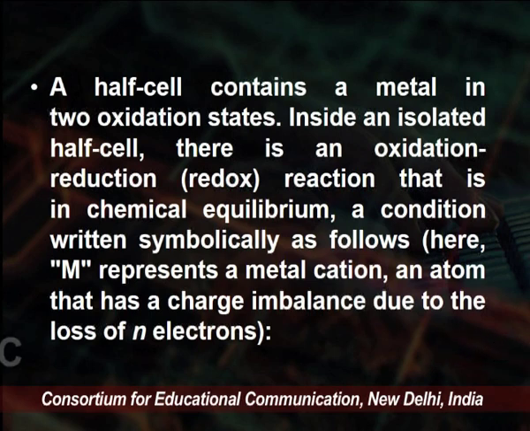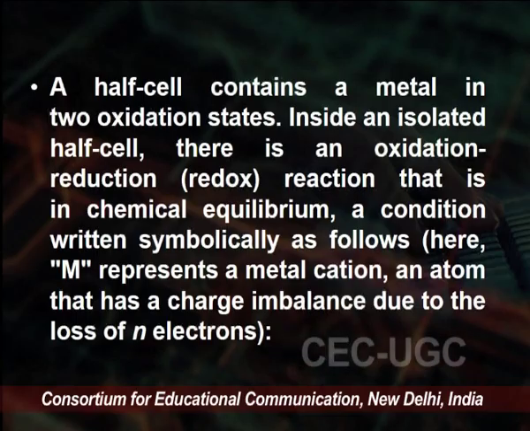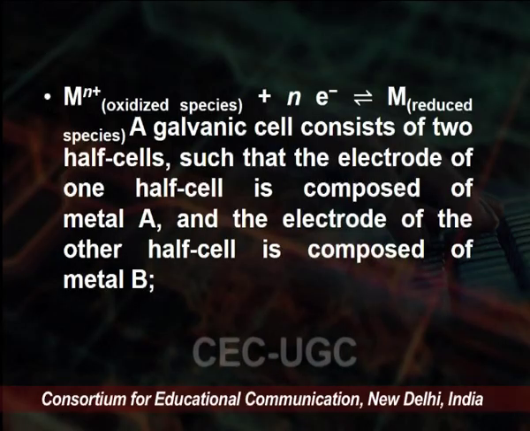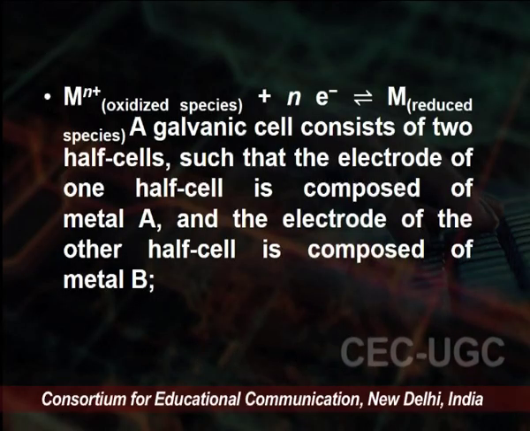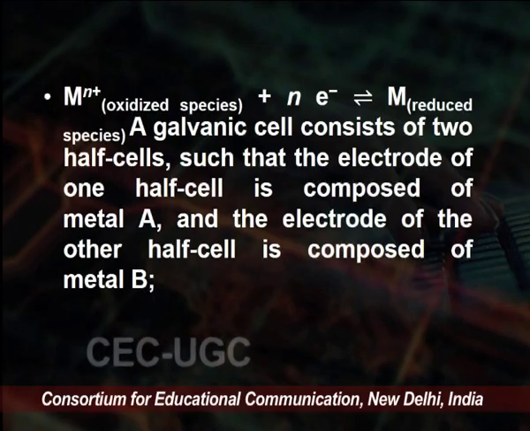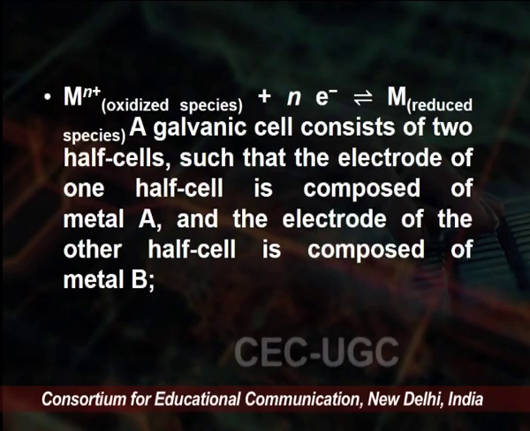Inside the isolated cell a reaction takes place, and the atom has a charge imbalance due to the loss of n electrons, defined by n electrons. Now you can see that M^n+, the oxidized species, plus ne^- produces M, the reduced species. Oxidation takes place, then reduction takes place.